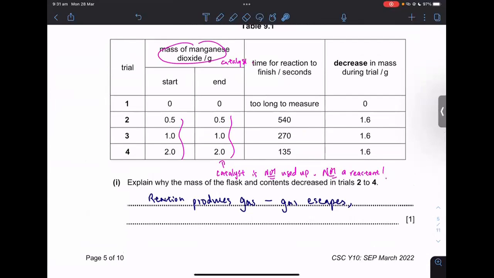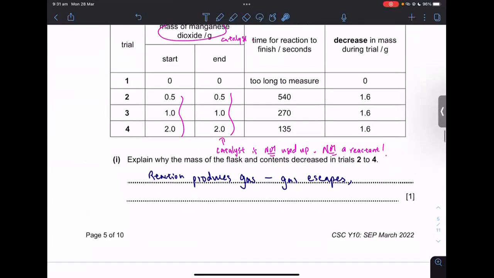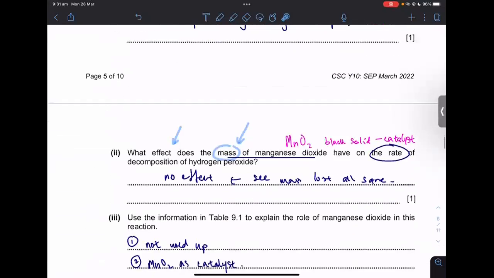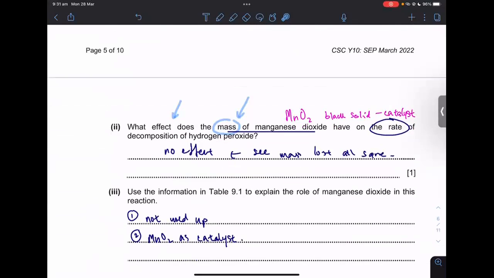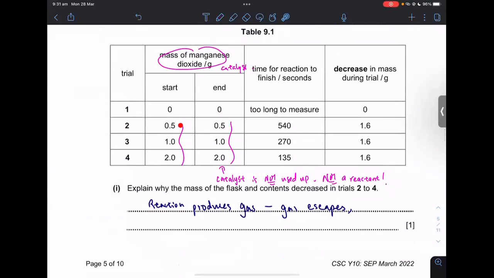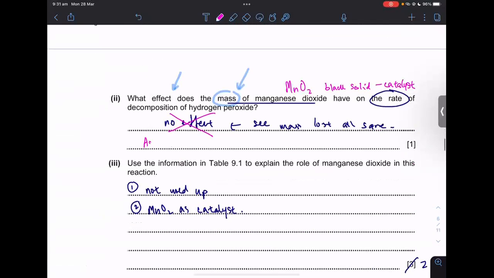Oh, okay. I think I must have marked your question paper incorrectly. So please do give yourself some marks. I'll check your paper later on. This one I said no effect, which is actually wrong, because you can see as the mass of manganese dioxide increases, the time taken for the reaction to finish decreases. So the rate is getting faster. My answer is wrong. You might need to give yourself some free marks.